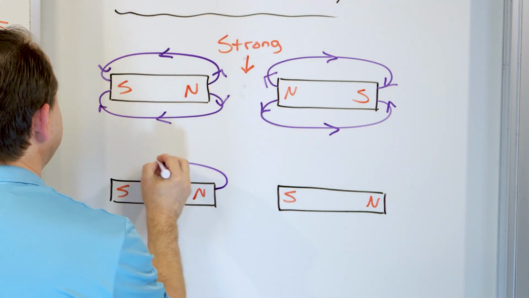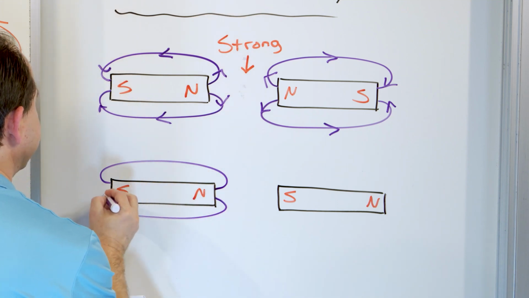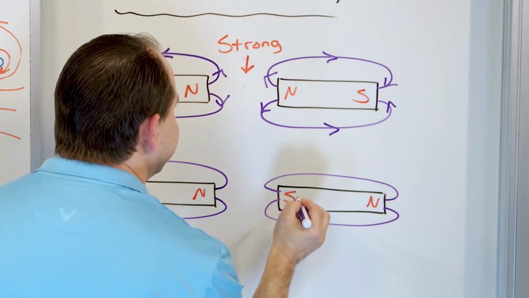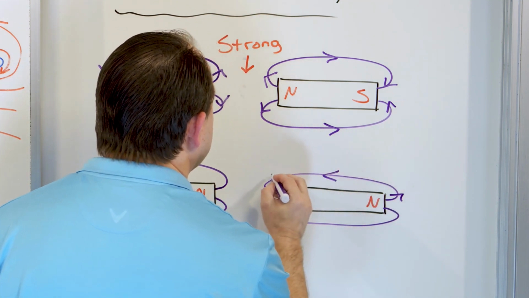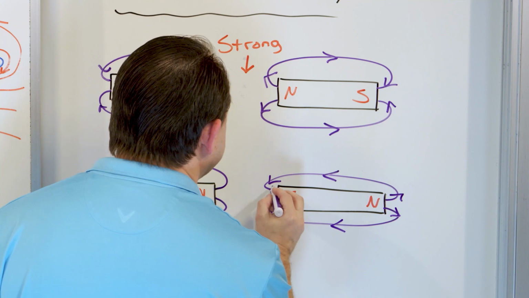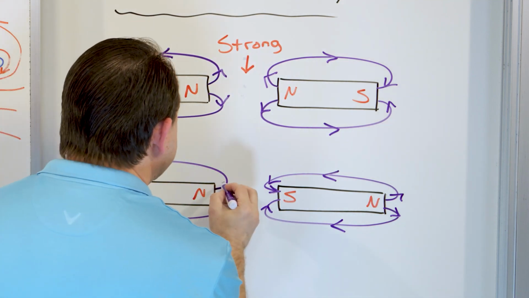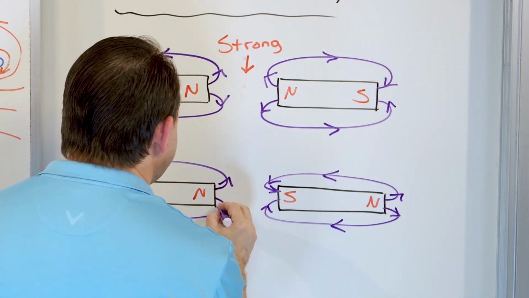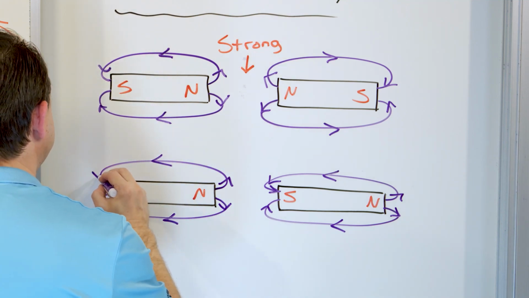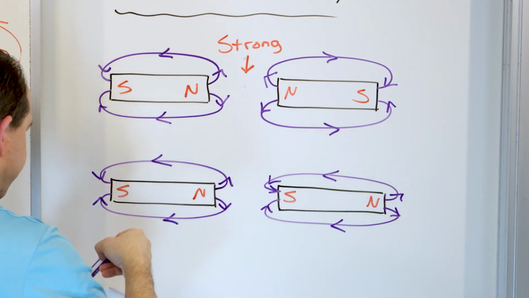The magnetic field exits and enters here, exits and enters here. It comes out here and enters here. It comes out here and it enters here. It goes out of the North Pole, always into the South Pole. So out of the North Pole, always into the South Pole. And then it goes out of the North Pole here, out of the North Pole here, and this direction, and into the South Pole here, into the South Pole here.